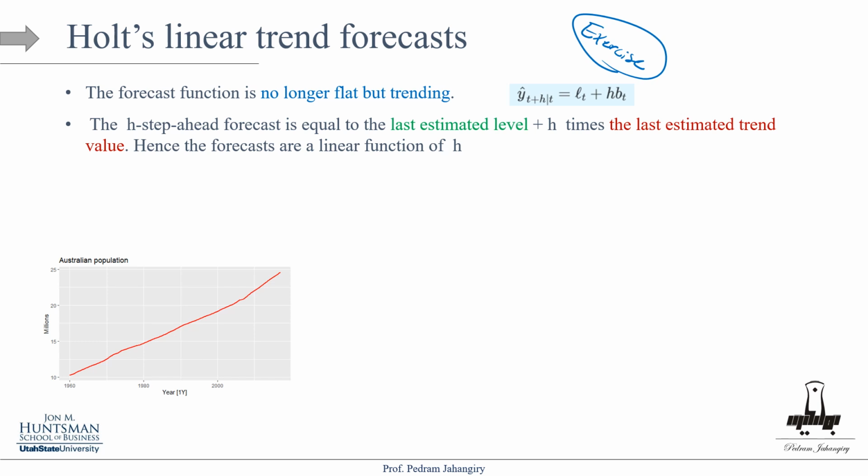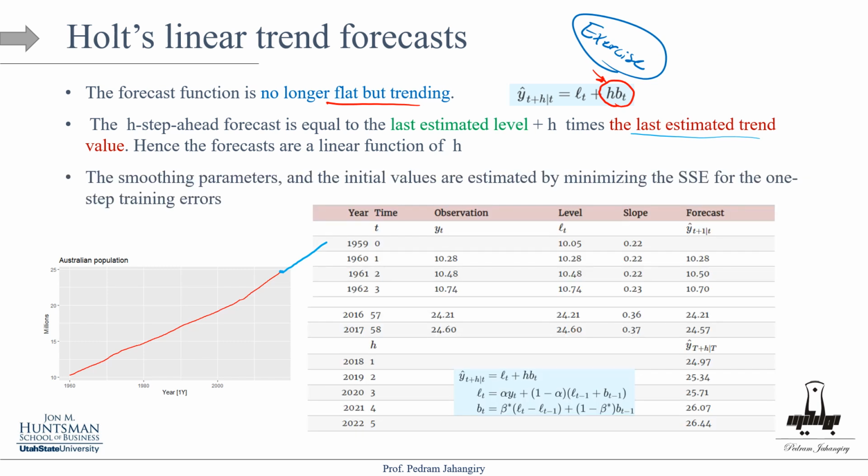So we know that the forecasts are not going to be flat anymore. They're trending because we're adding this component, which is a function of h. And so that means that the forecasts are going to be something like this. This is great. The h step ahead forecast is equal to the last estimated level plus h multiplied by the last estimated trend. So the forecasts are a linear function of h. Let me actually show you that table, and then again, leave it as an exercise for you to back out all these numbers.